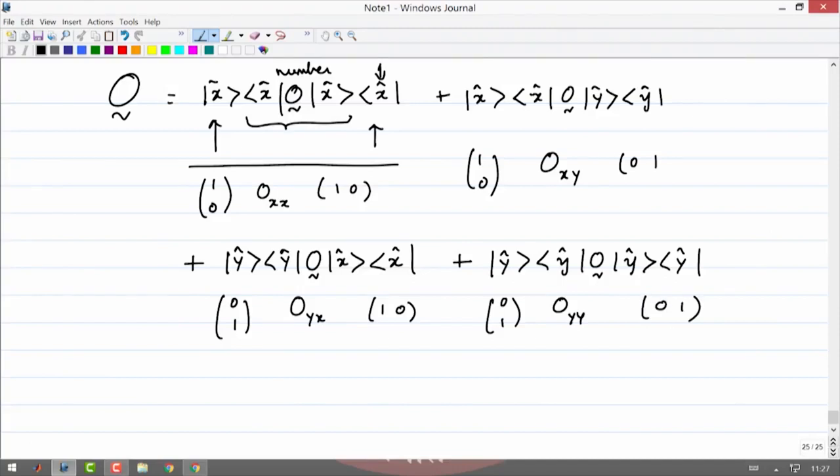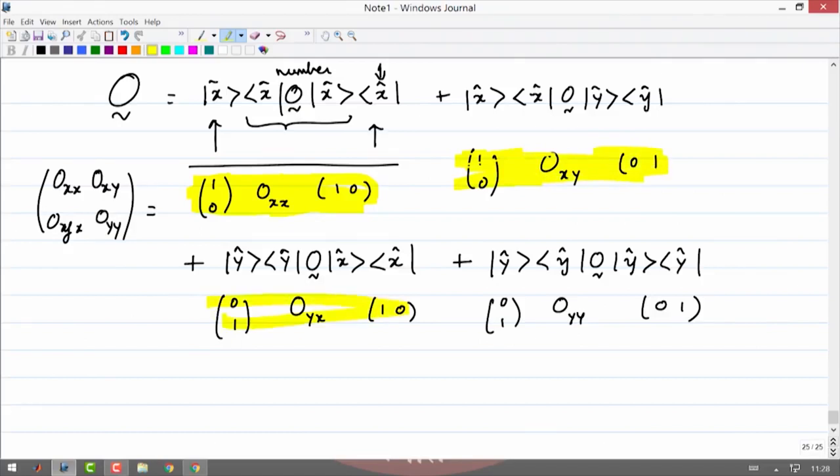So, what is important is the four terms, let us highlight that. The operator O, with Oxx, Oxy, Oyx, Oyy, is now written as a sum of four terms. This one, a sum of the four terms that you have here. Second one is here, and the third one is this, and the fourth one is this.